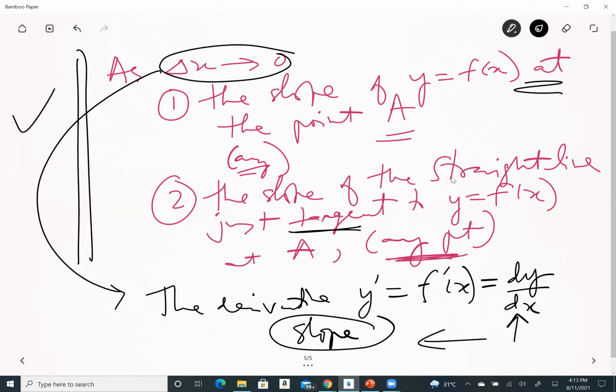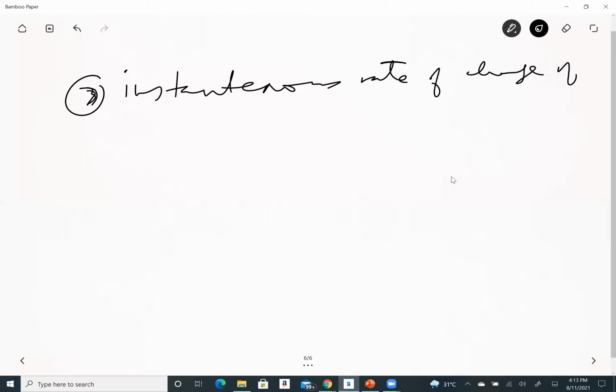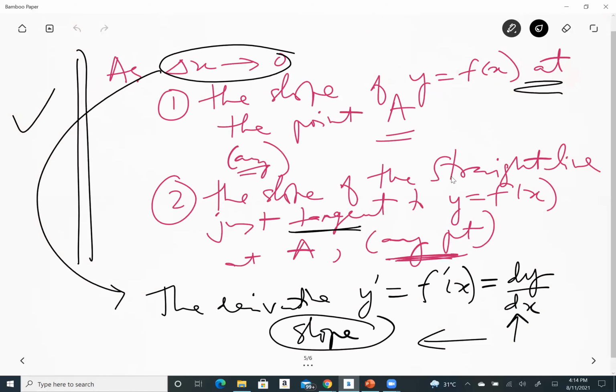So the derivative is, since the delta x becomes very small, the instantaneous rate of change of y. If you remember physics, they talk about velocity as the instantaneous rate of change of distance. So that is the concept of the derivative.